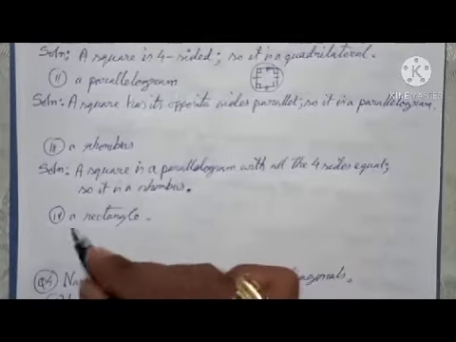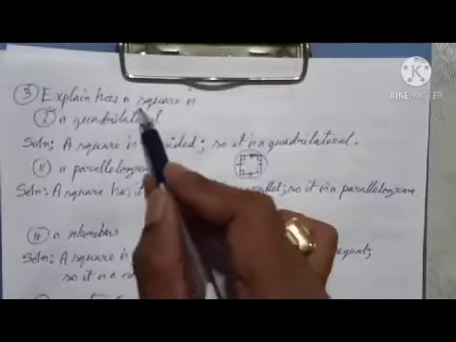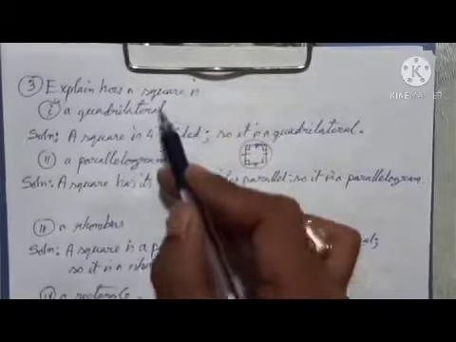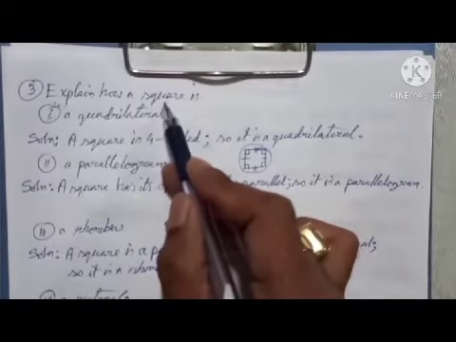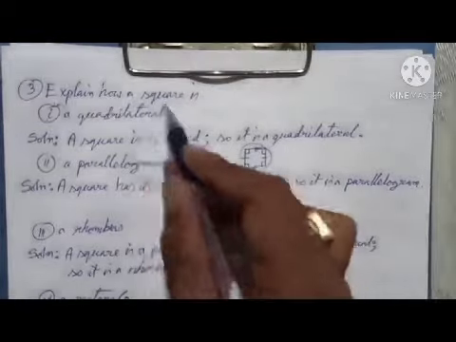Next, Roman number 4. In this Roman number 4, we have to explain how a square is a rectangle. In a square, all the angles are 90 degrees. In a rectangle, also all the angles are 90 degrees. So a square is a rectangle.